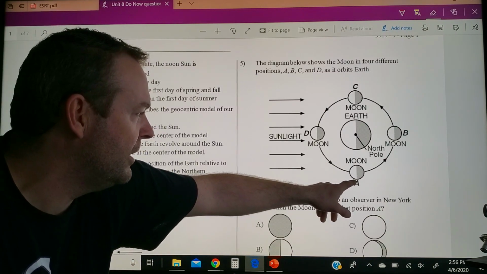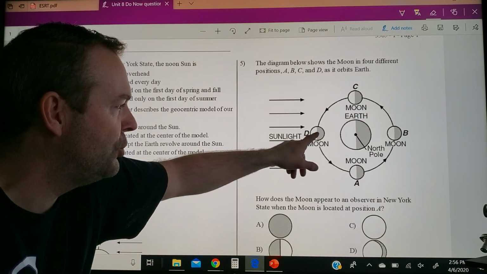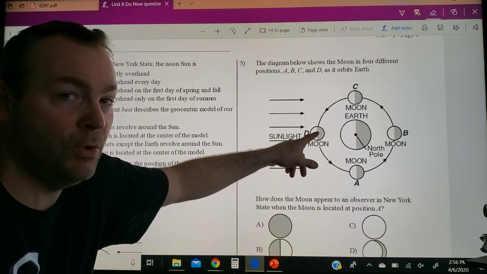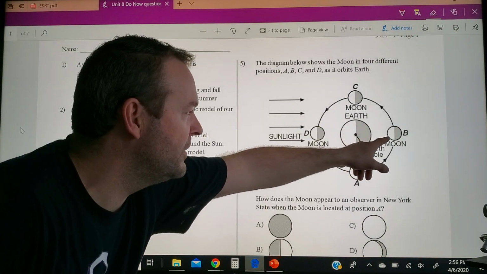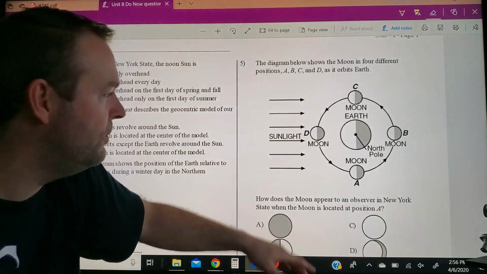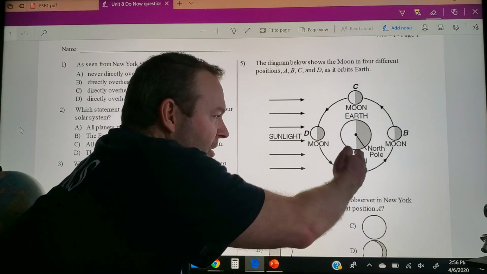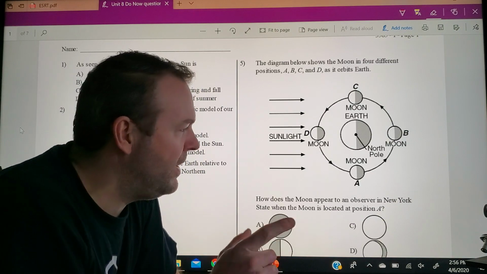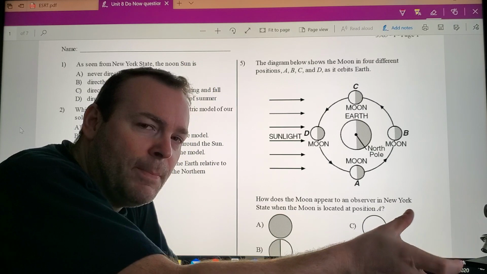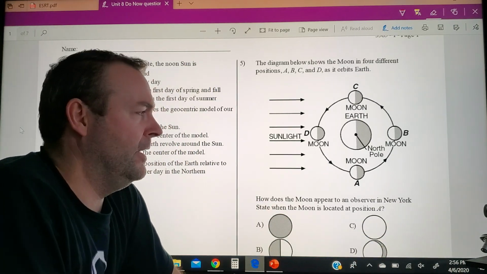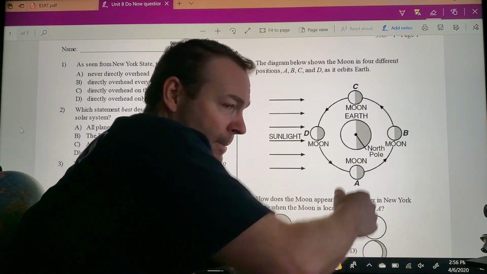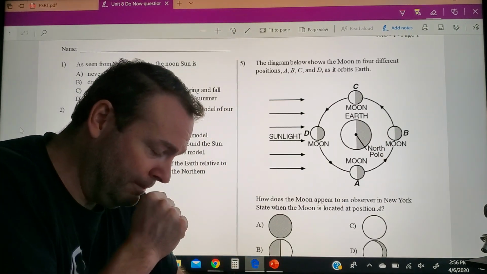Well, here's A. So let's double back to what we know for sure. If this is the Earth and the total dark side is facing the Earth, that's your new moon, right? So the total lit side is the full moon, and we're going this way from new to full back to new. All right. Position A, it looks like it's one of those 50-50 things. But remember, when it's on the bottom, what we said in class, rotate your paper to the top. So if I put my person there, when he looks up, what does that person see?